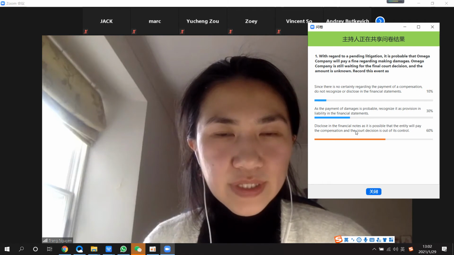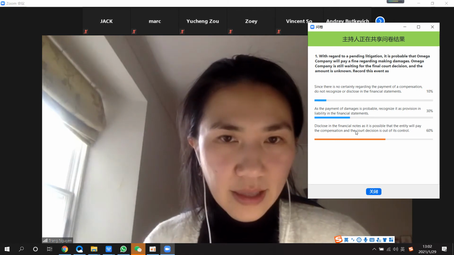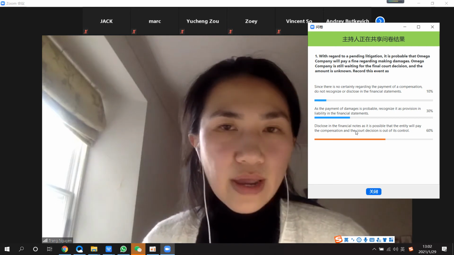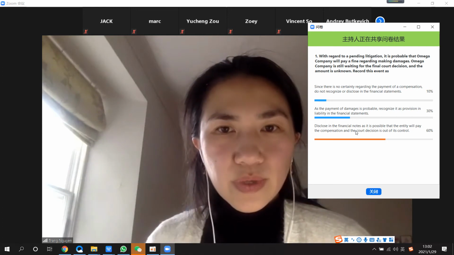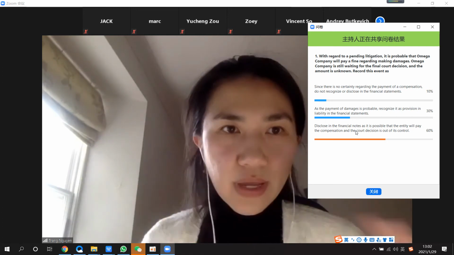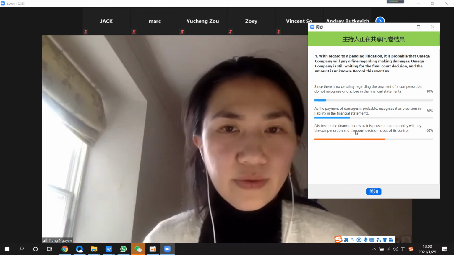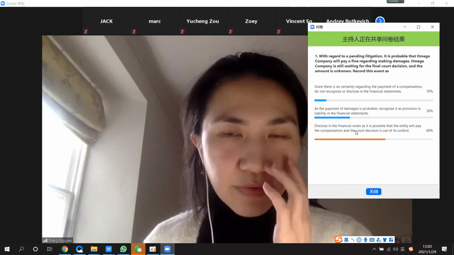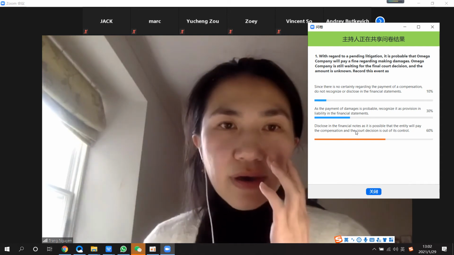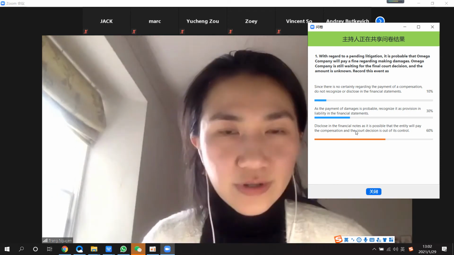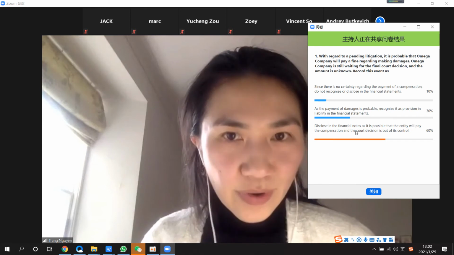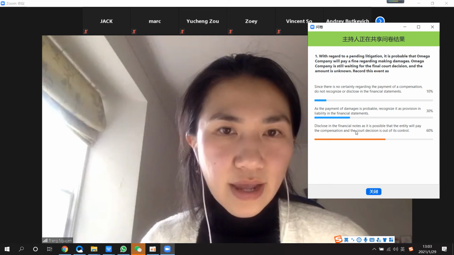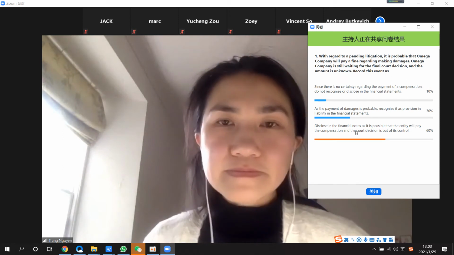But for the 60%, it can be argued that it's just probable, but we don't know anything. We're still waiting for the amount, so it should be contingent. Many people argue about that. But in general, although we don't know the amount and we're still waiting for the decision, the decision from the court is reliable, and because it's reliable, it's a provision. So the correct answer is that we should record it as a provision.